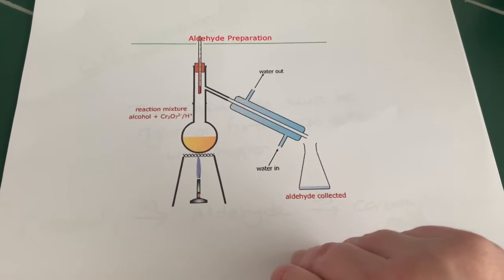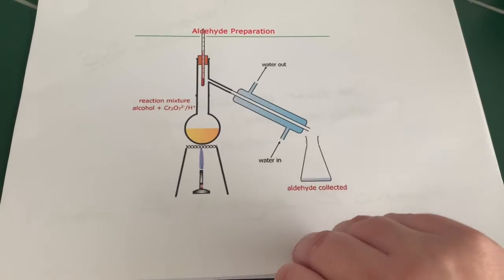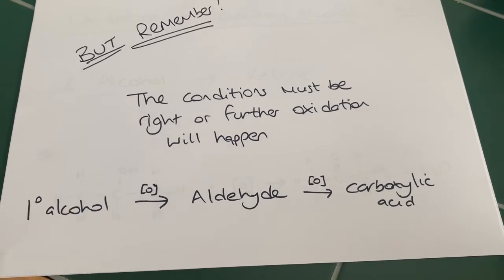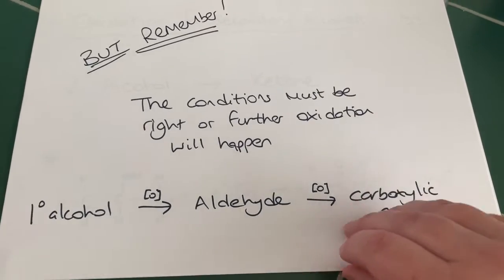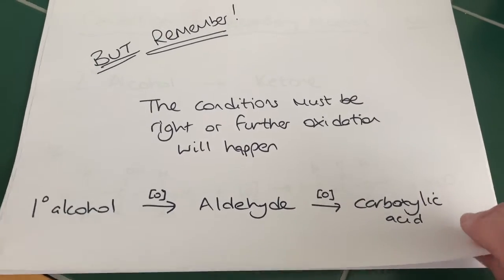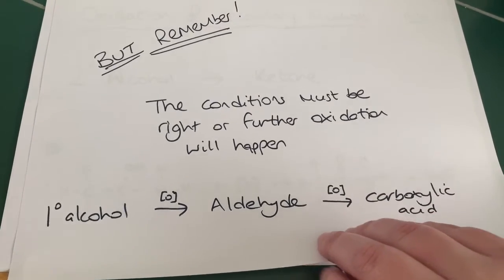Now it is important that you have the right setup for the apparatus, that it is distillation, not reflux. Because remember, if you reflux it, then you'll get further oxidation and you'll get a carboxylic acid formed. And I think that was one of the experiments that we did in class, trying to get the aldehyde instead of the carboxylic acid by distillation, not reflux.